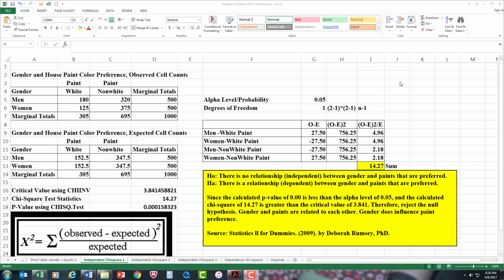Hi everybody, what we're going to do in this video is I want to show you how to do a chi-square for independence. And basically all it is, you're measuring to see if the two variables, in this case gender versus color preference, are independent. In other words, there is no relationship between gender and paint preference, or if there is a relationship. In other words, the two variables do depend on each other for their paint preference.